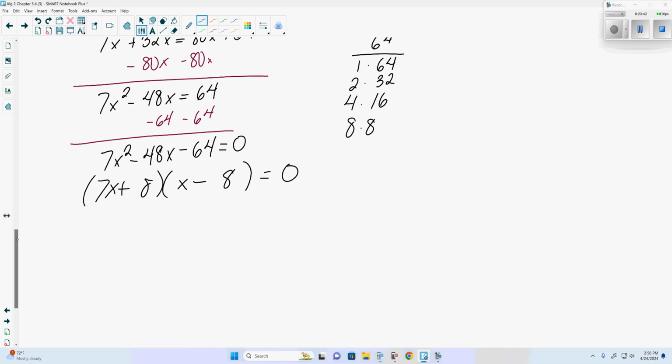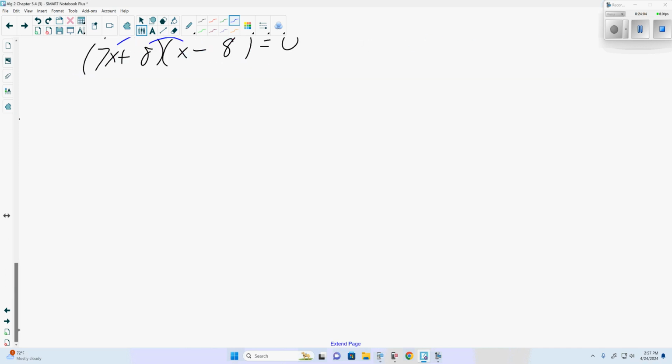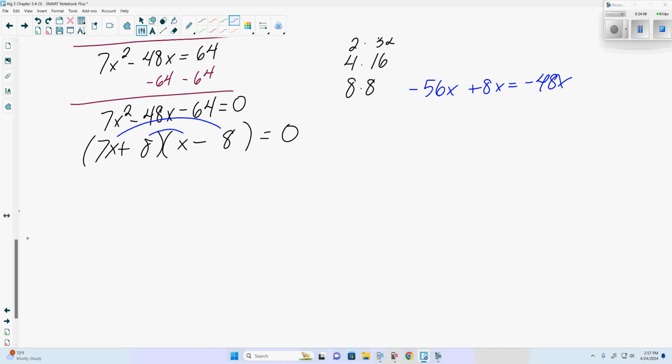Now, before we do that, I'm going to check my middle term just to make sure. 7x times negative 8 is negative 56x. 8 times x is plus 8x, giving us a negative 48x. So we have the correct middle term, we have the correct factor. Since we have it factored, anytime we have two or more things that multiply together equals 0, one of them must be 0. Either 7x plus 8 is 0, or x minus 8 is 0.